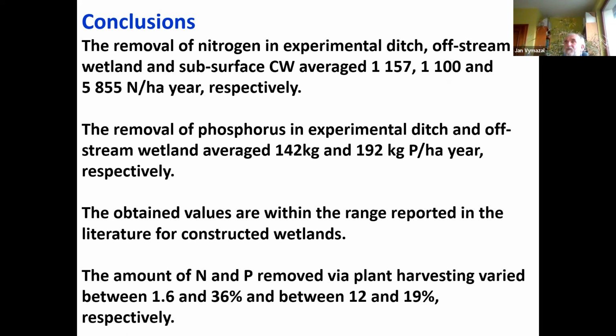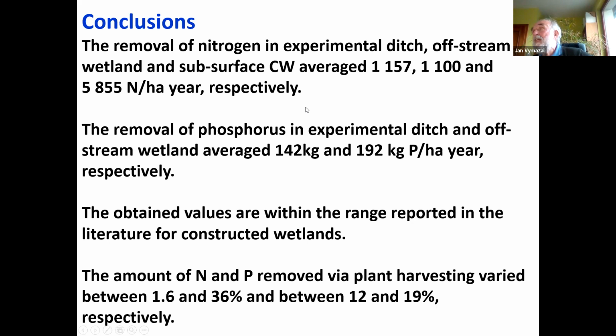So to wrap it up, we can say, based on our field experience, that the removal of nitrogen in experimental stage of stream wetlands and subsurface constructed wetlands averaged about 1,100 and 6,000 kilograms per hectare per year.